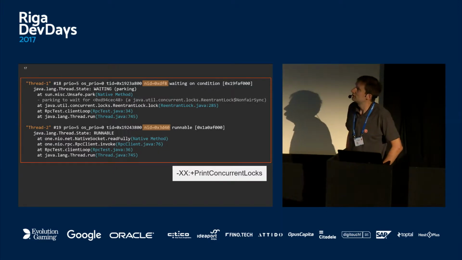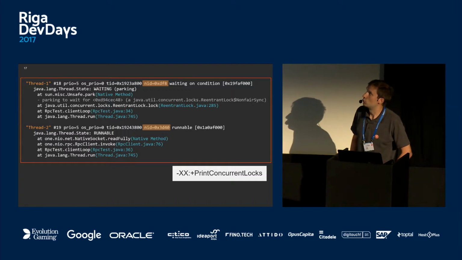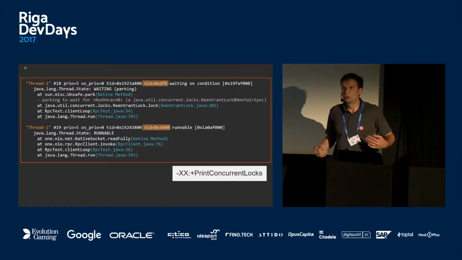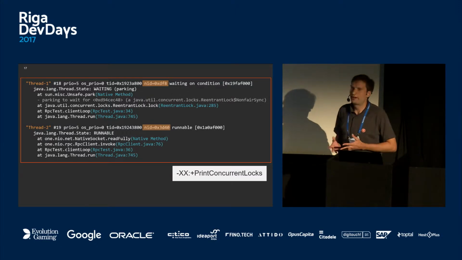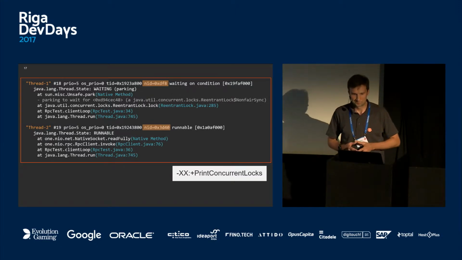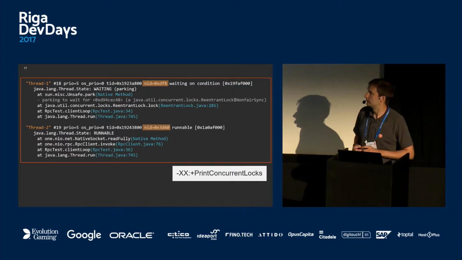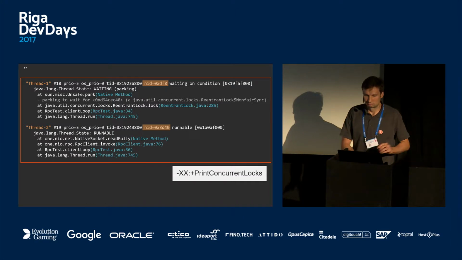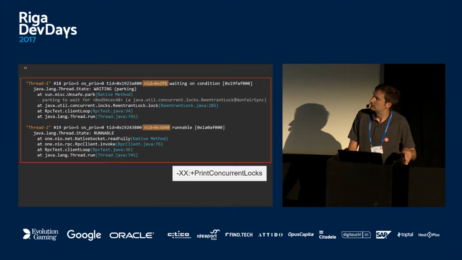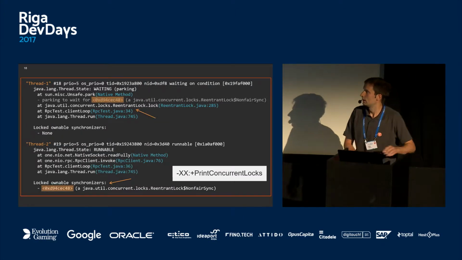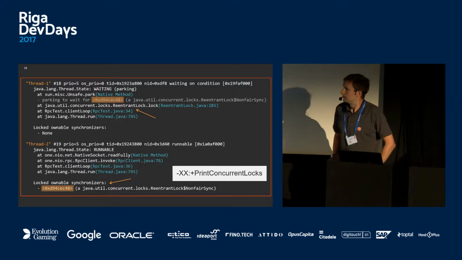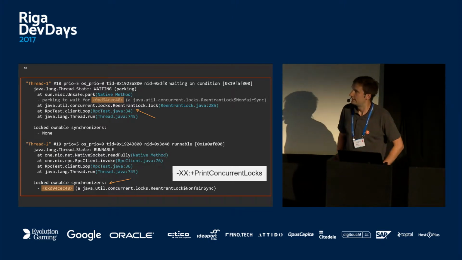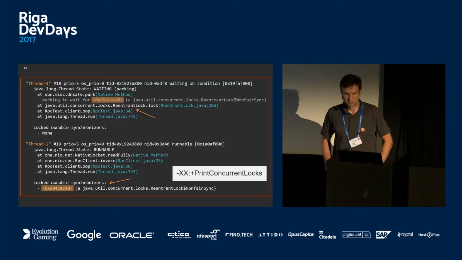We also see in this thread dump that thread 1 is waiting for some reentrant lock, but there is no clue which thread holds this lock. However, there is a less known JVM option that allows you to print this information. Here additional lines appeared saying that thread 2 holds this lock.